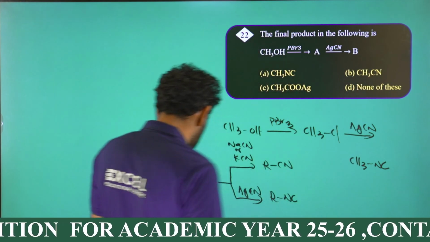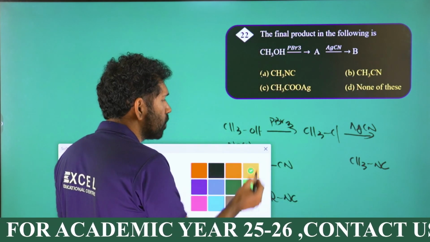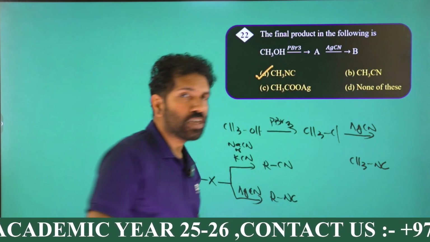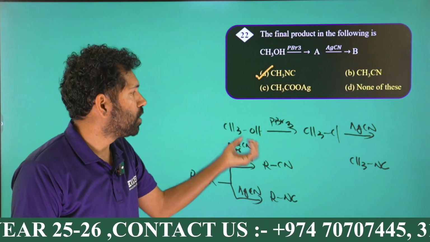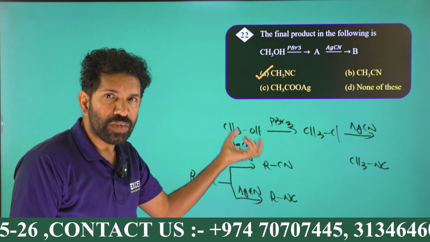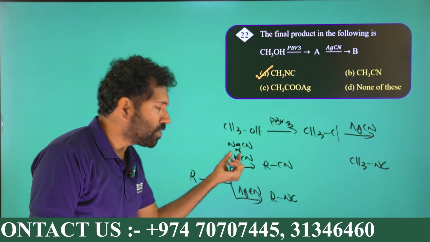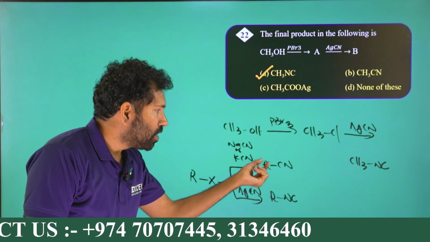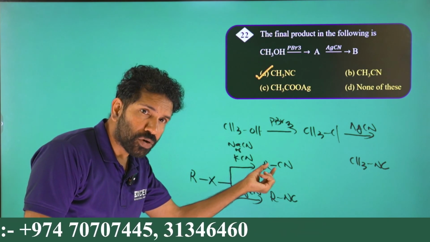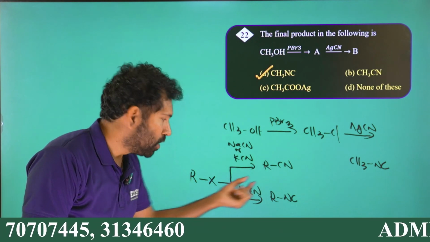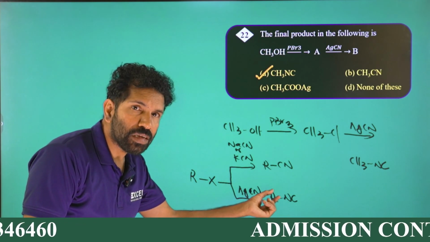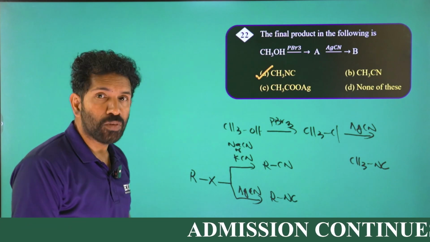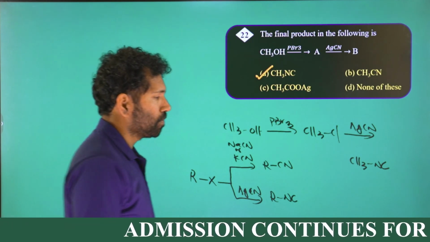The answer is A. Option A is your answer. Remember that. So here the answer is isocyanide. It's an easy question, so go through it. We study like that: RX on treating with KCN or NaCN, you will get nitrile as major product. Same thing on treating with AgCN, you will get isocyanide as major product. Go through it. That's about the 22nd question, right?